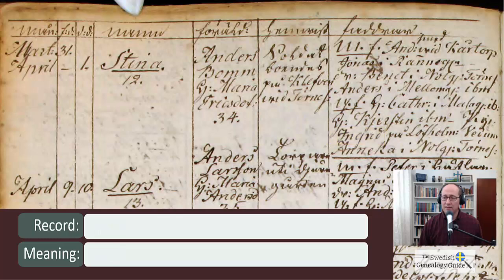And then the next word is P-oa, which is poa, meaning at or by. And she lives at Lövholm, which is a farm in or nearby another place called Vedum. The last female godparent is a woman named Annika. And the letter I is at or by, and she's also of Nollgård, which is nearby or within Törnesätter.